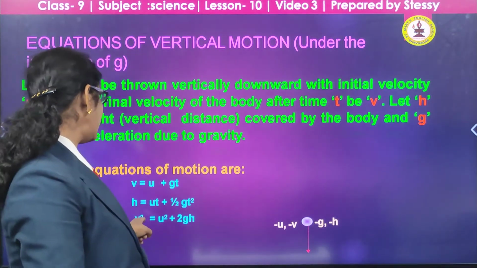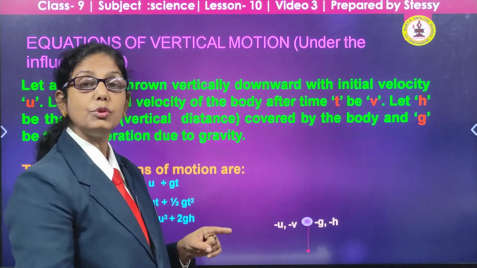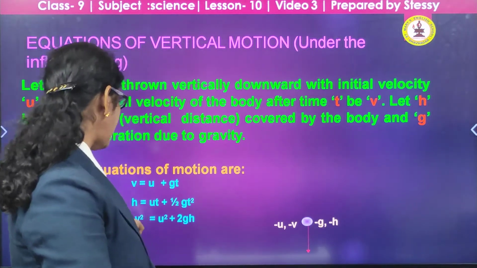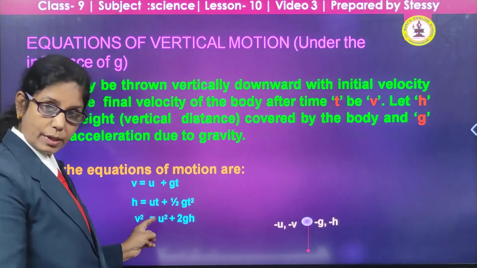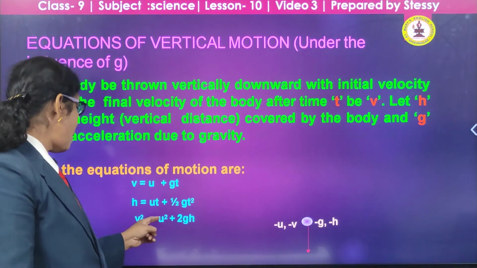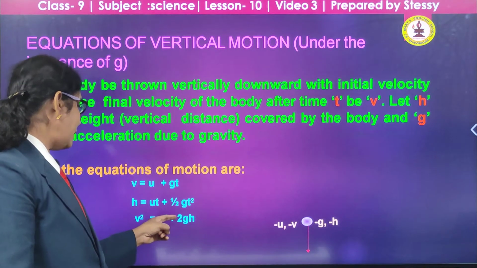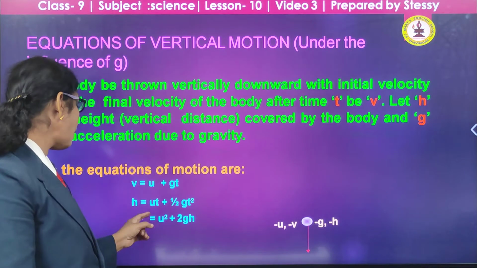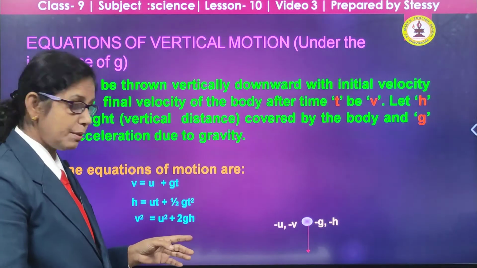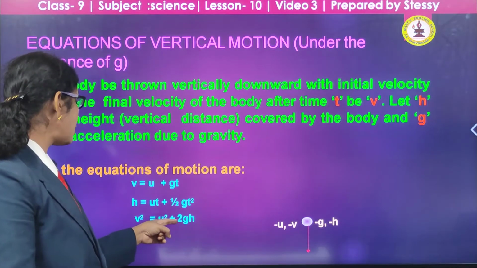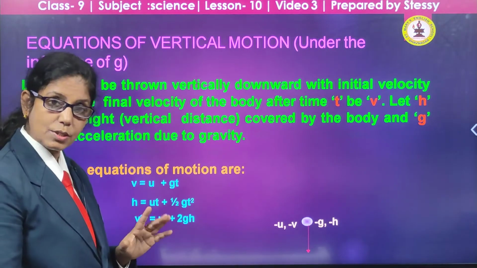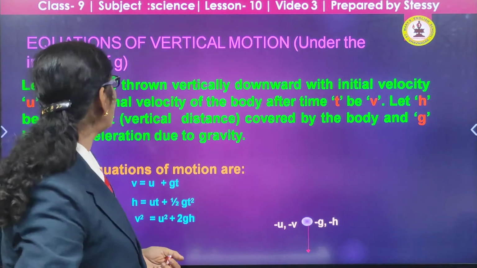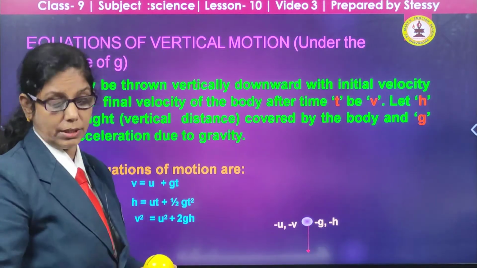Now coming to the third equation, v squared is equal to u squared plus 2as. Minus v the whole squared is v squared, minus u the whole squared is u squared, and here g and h both are negative, therefore everything becomes positive. So v squared is equal to u squared plus 2gh. So these are the 3 equations when a body is thrown vertically downward.